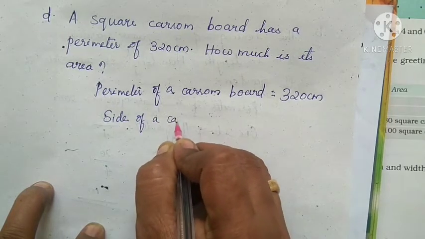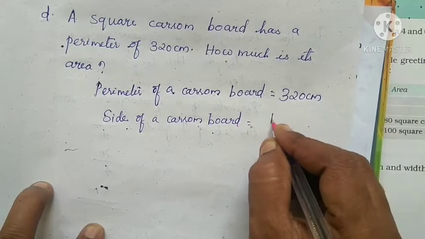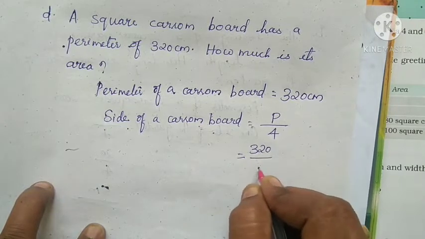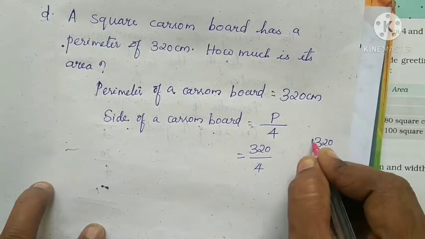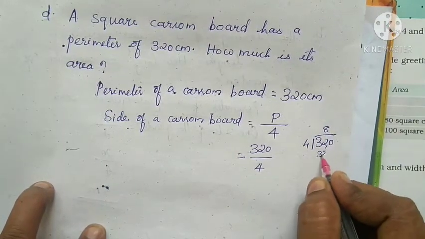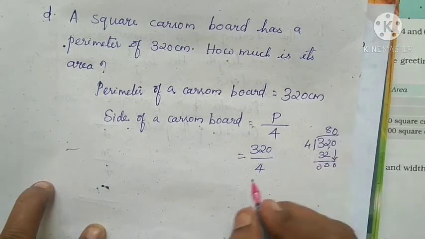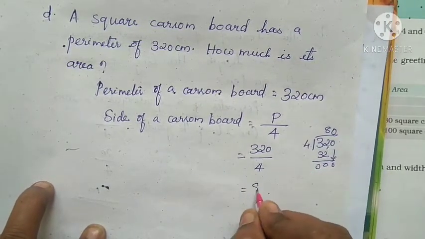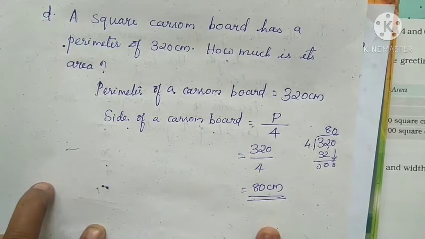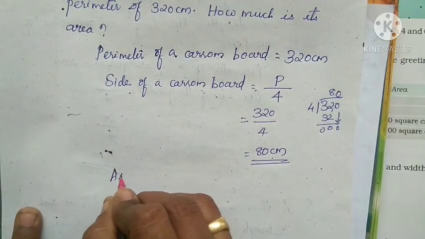Side of a carom board is equal to perimeter divided by 4. That is equal to 320 divided by 4. 320 divided by 4. 32, how many times? 8 times. 32, 0 and 0, that we have to put in the quotient. So the measurement of one side is equal to 80 centimeter. We got the side. So next, how can we find out the area of a carom board?